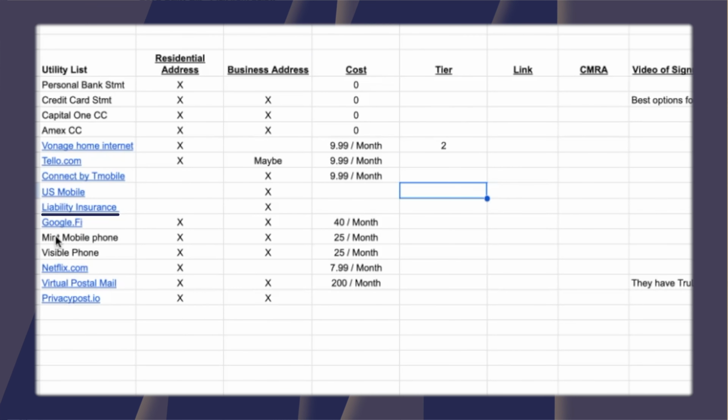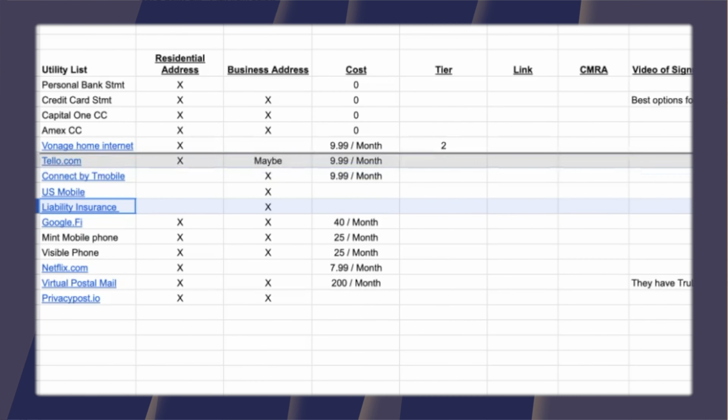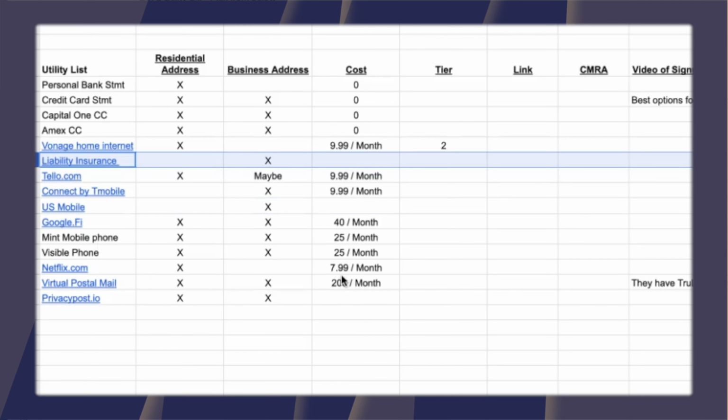So the next one, you could get liability insurance. If you go to hiscox.com, no affiliate link, but you can just buy the cheapest insurance policy you can find, and then you have an insurance policy as a proof of address. I think insurance is probably better than a phone. But if you can get a phone bill, it's worth a try. These are different things, again, we're just trying them out.